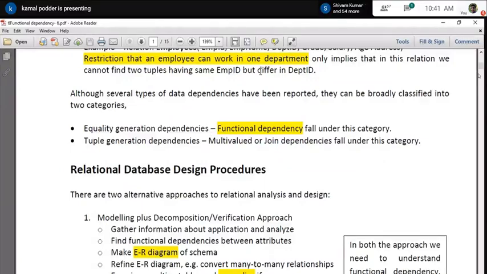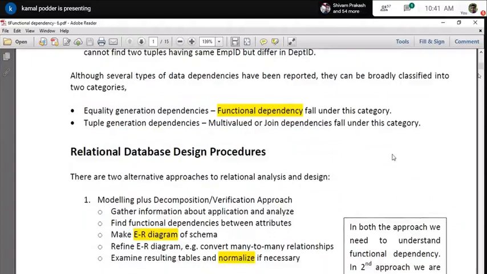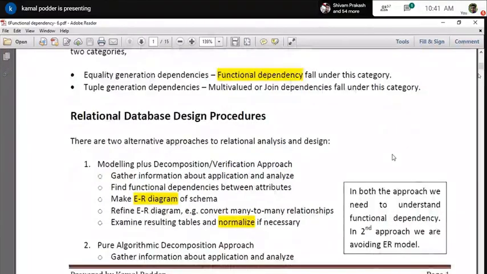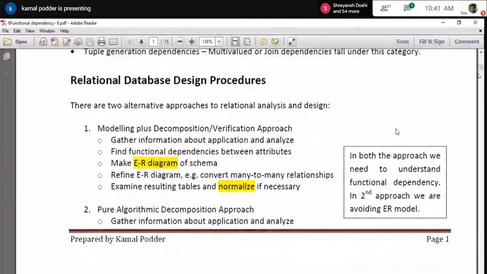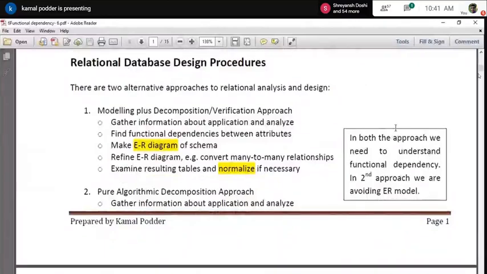But we are covering functional dependency because it will be needed for the earlier normal forms, so that concept is very much needed. Before starting functional dependency, let's first understand why this concept is needed and where I should apply it. That is more important, I think. When you are designing a database, there are generally two procedures we follow. The first one is called the modeling plus decomposition approach.